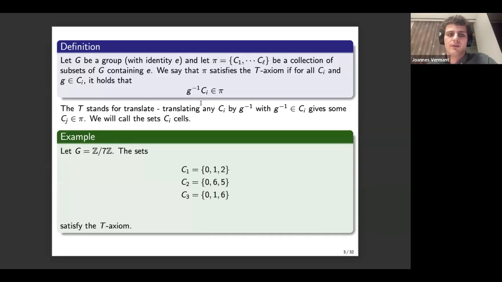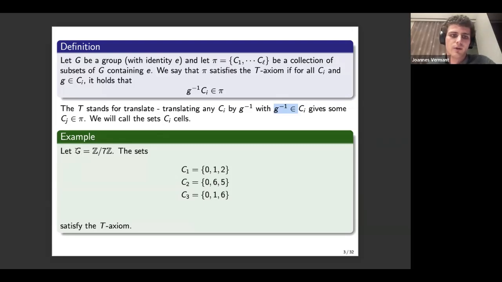And the T in the name stands for translate. So translating any C_i by g inverse, where g is an element of C_i, gives another cell in Π, in the collection that we are considering. And these sets C_i, we will call them cells, because later on we will have a situation where we're close to a partition, so this name cell is kind of justified for this reason. And here we have a simple example.